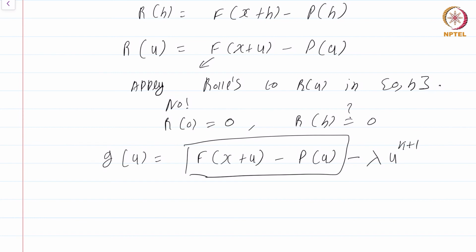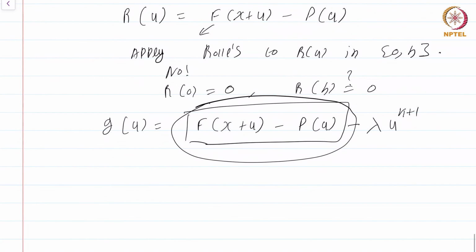At u equal to 0. So this modification to the function r that I am doing by subtracting lambda u to the power k plus 1 does not affect the behavior of the first k derivatives at the origin. Okay, that's the logic behind subtracting lambda u to the power k plus 1.